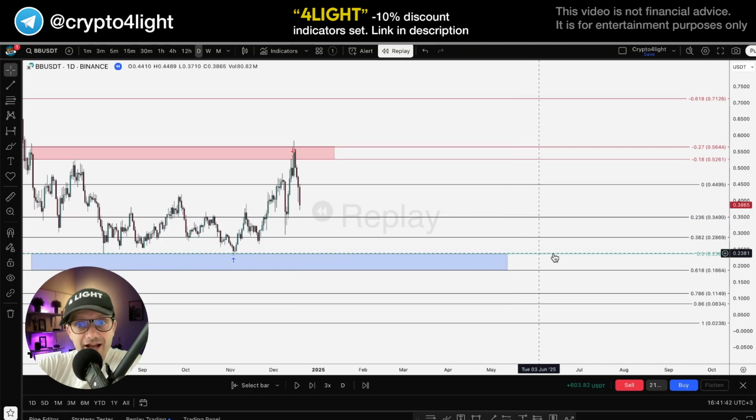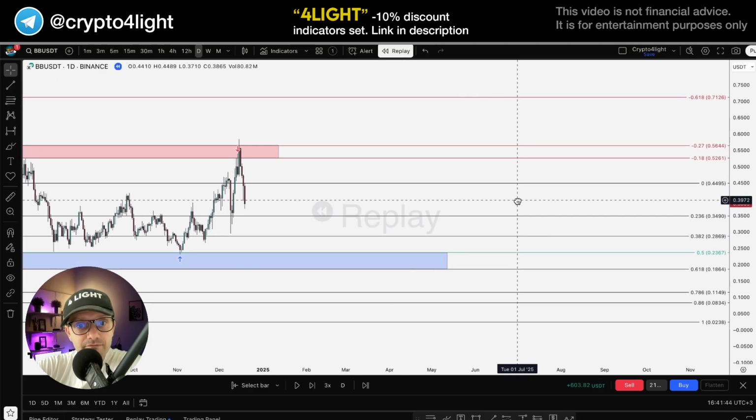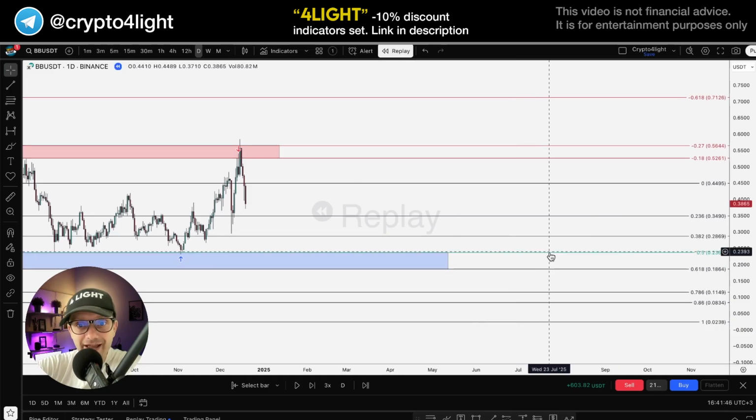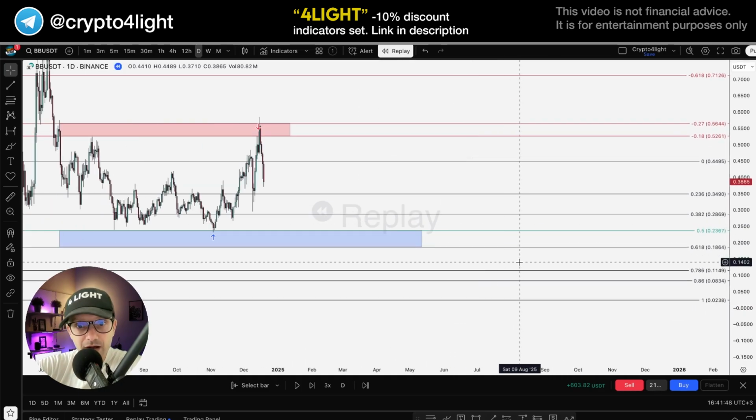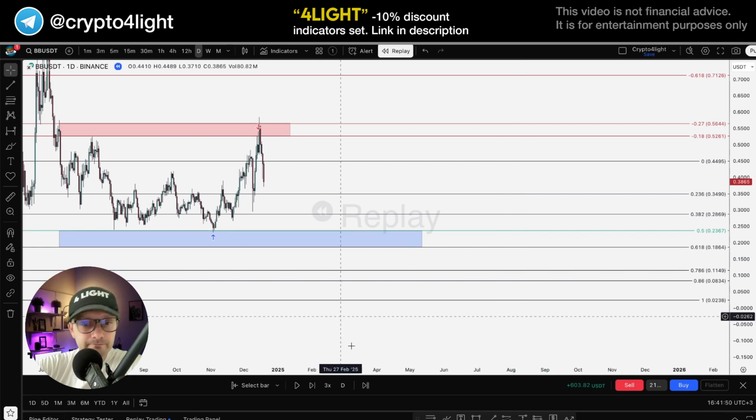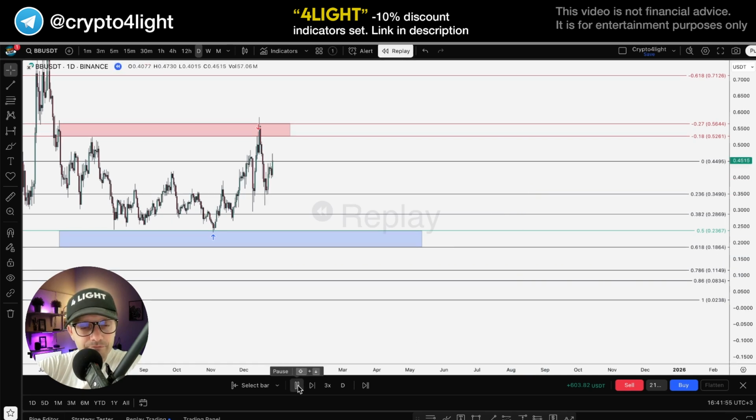What to do if the token stops here? The zones, guys, are absolutely the same. I will be ready to buy again at this block, and I'm ready to buy here. So let's say what happened next. We traded.